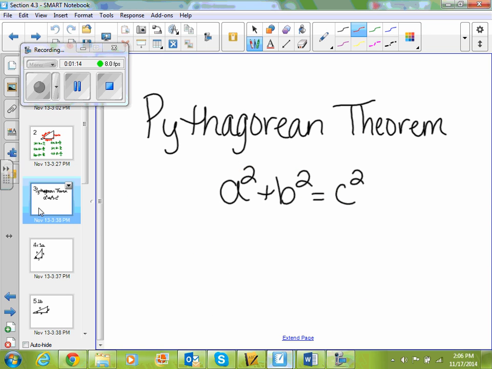And then our original geometry, because we're going to need to use that quite a few times during this lesson to find some of your sides. The Pythagorean theorem for right triangles is always a squared plus b squared equals c squared, and c is always your hypotenuse. So it's leg 1 squared plus leg 2 squared equals hypotenuse squared. That just comes from geometry from a few years ago.